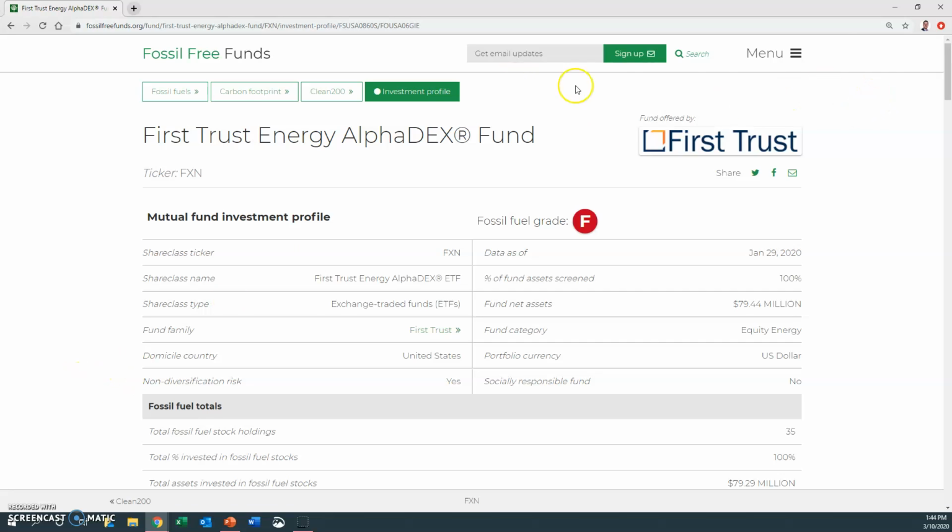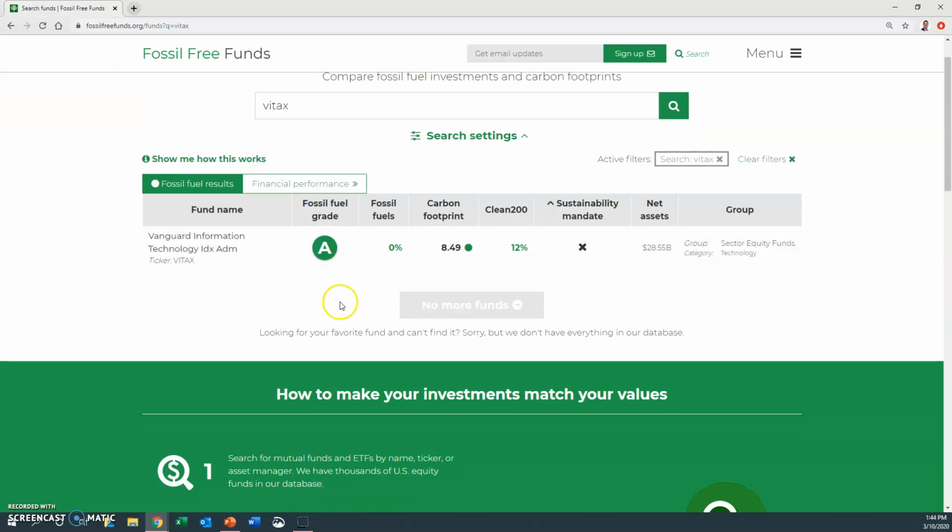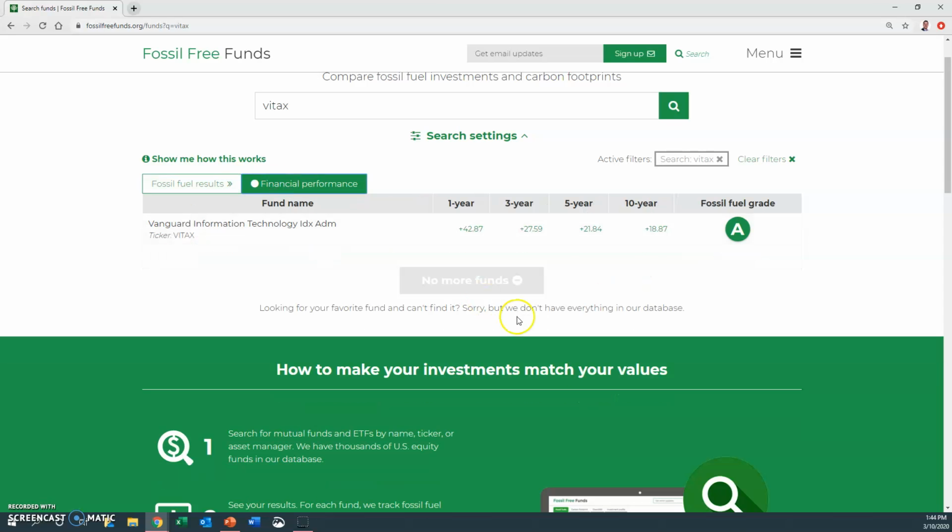Overall, it's a great website to at least take a look at your investments and potentially switch over. For what it's worth, if you care, I actually switched over to VITAX. I switched from funds where I think I had a fossil fuel rating of D and a certain percentage there. What you'll notice is obviously I have really good ratings, but the financial performance for this fund is excellent. It's actually way better than the funds I was in. So, 10-year performance of about 19% is great.